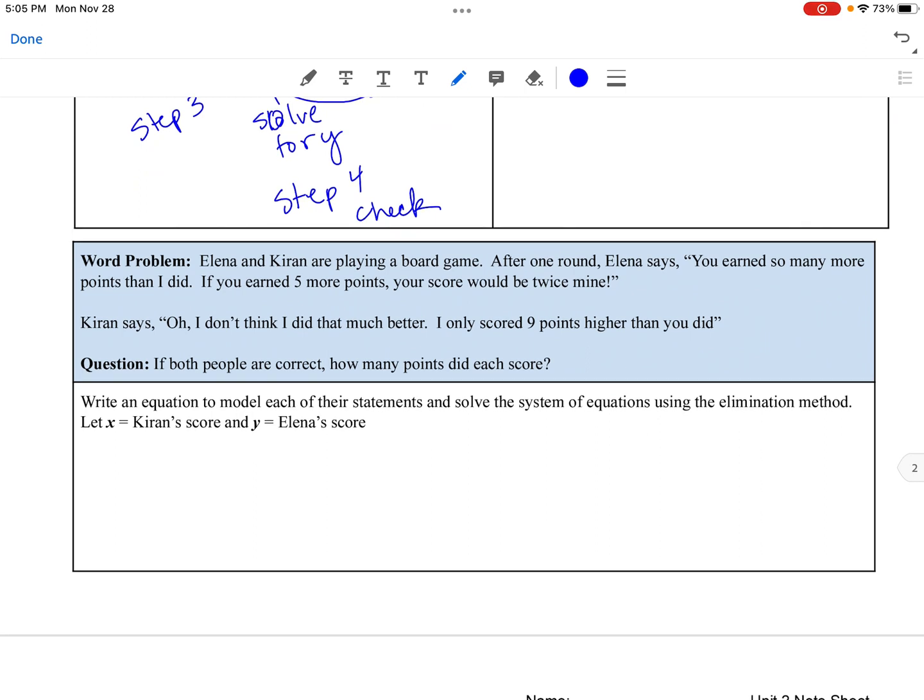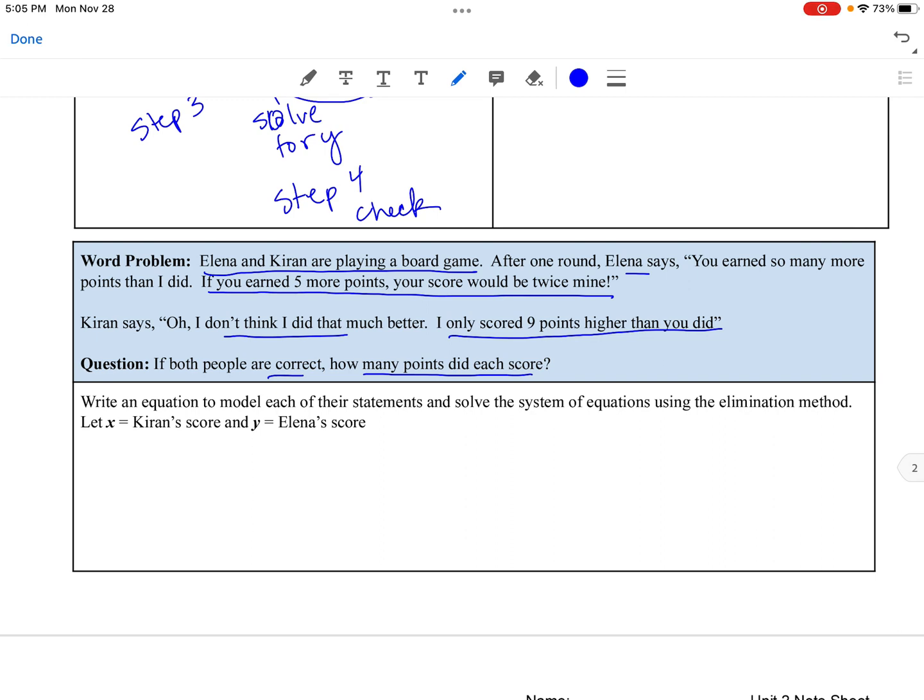The last thing is a word problem. How fun! Elena and Kieran are playing a board game. After one round, Elena says, "You earned so many more points than I did. If you earned 5 more points, your score would be twice mine." And Kieran says, "Oh, that's not true. I don't think so. I only scored 9 points higher than you did." If both people are correct, how many points did each score?